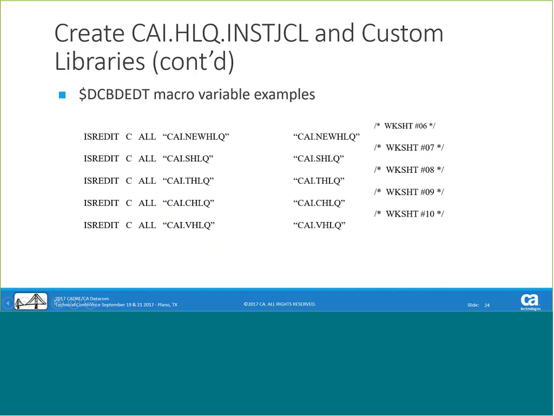So here's an example. It's just like the previous one for the SMPE. It has a change all in it, and here's the JCL default name in this. The second would be what you want to change it to. So it's change it from CAI.newHLQ to whatever your actual high-level qualifier is.